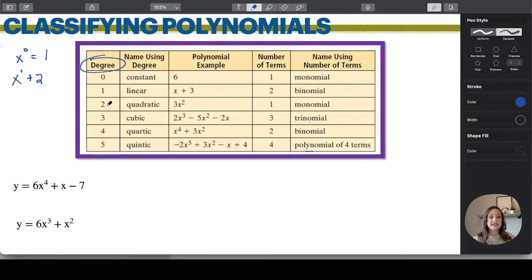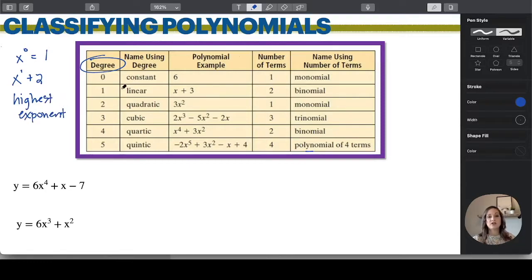If the degree is 2, meaning the highest exponent is a 2, then it is called a quadratic. If the highest exponent is a 3, it is a cubic. If the highest exponent is a 4, it is a quartic, and if the highest exponent is a 5, it is a quintic. Now, that is according to the degree, again, of the highest exponent.